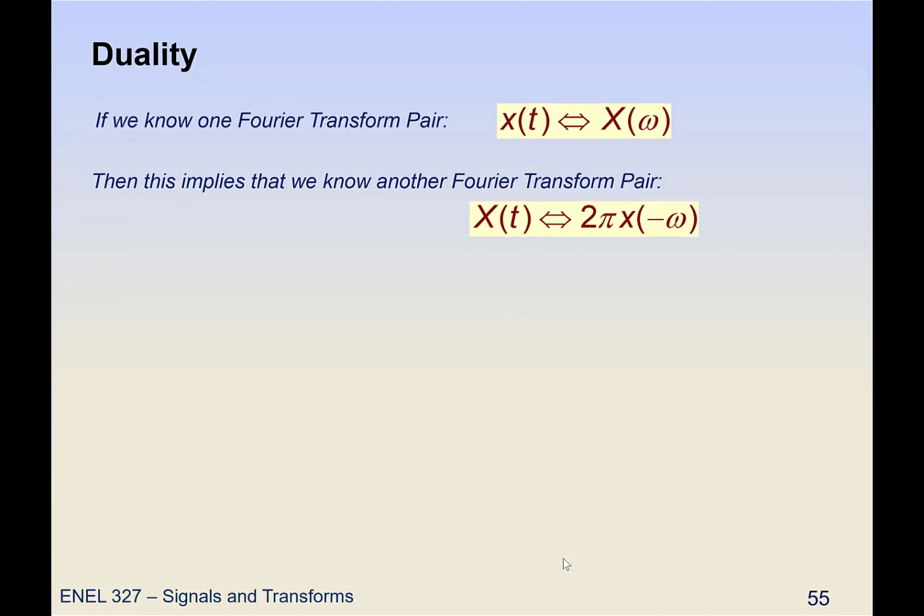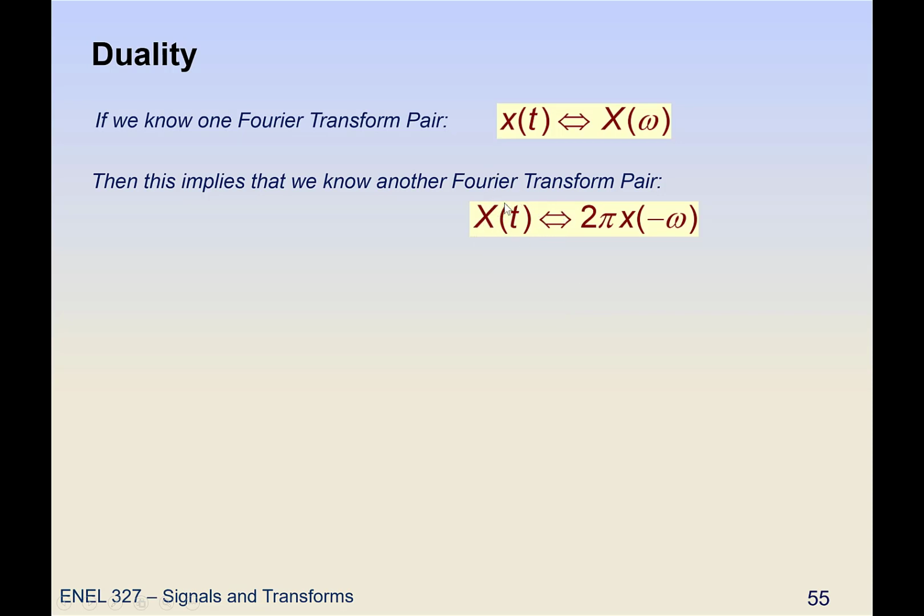Duality. Duality is one of these ones that students often have trouble understanding, but is actually one of the most important and powerful ones. And what it is saying is that if we know one Fourier transform pair, so we have some function with functional form small x of t related to some other function capital X, in this case of omega, this implies that there is another Fourier transform pair that falls out of it.